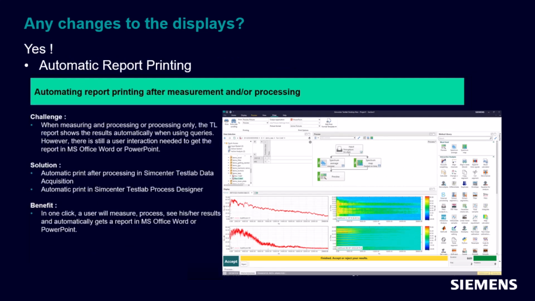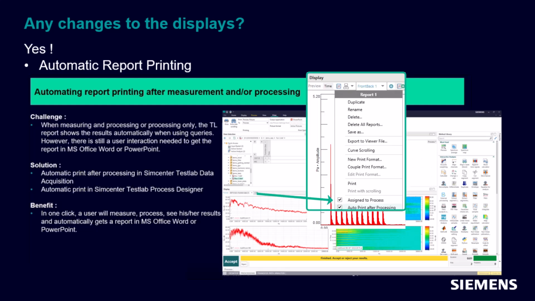Automatic report printing. So this was added to the process designer, as well as time data acquisition and signature acquisition in Neo, such that you can print a report immediately after the run. So in addition to automatically processing it, we could also automatically send it to your report and send that to the printer if you want. And it could be a physical printer, or it could be opening up a Word or PowerPoint file.